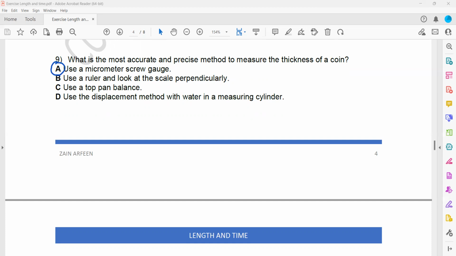Use a ruler and look perpendicular, but a ruler's smallest value is 0.1 centimeter, which is not that accurate. And a top pan balance is not for length, it is for the mass of an object. And the displacement method is for the volume of the coin, not the thickness of the coin.